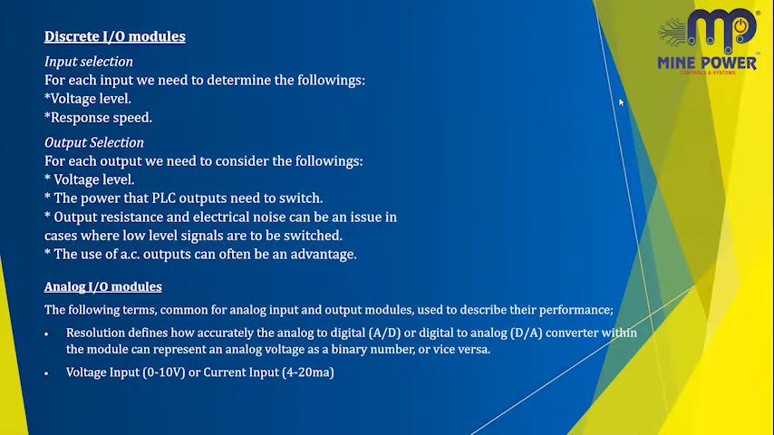And for the digital output module, the PLC outputs need to switch. How many outputs are we going to take from the PLC into the drive? Output resistance and electrical noise can be an issue in cases where low level signals are to be switched. These problems may occur. The use of AC outputs can often help. Input and output selection is the most important thing in the PLC.